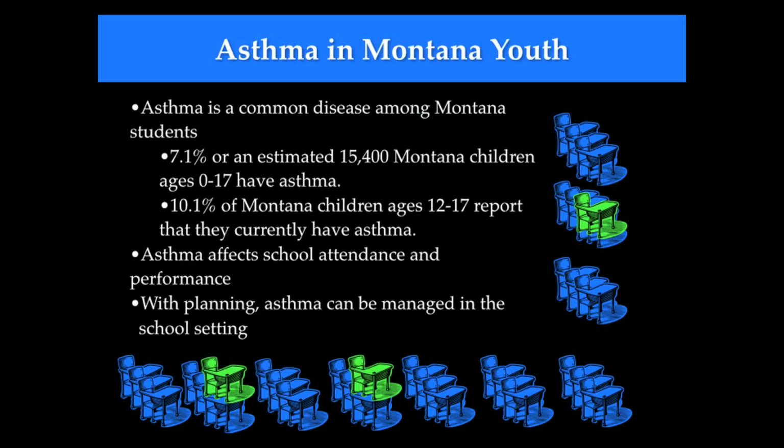Asthma is a common disease, both nationally and in Montana. As of 2014, 7.1%, or an estimated 15,400 Montana children aged 0 through 17 have asthma. The percent of Montana children with asthma increases to 10.1% among children ages 12 through 17. This means that in a classroom of 30 students, about 2 to 3 will currently have asthma. Asthma is especially important to address in the school setting because of the large impact that asthma has on both school attendance and student performance. However, with proper planning and informed policy decisions, asthma can be successfully managed in the school setting.